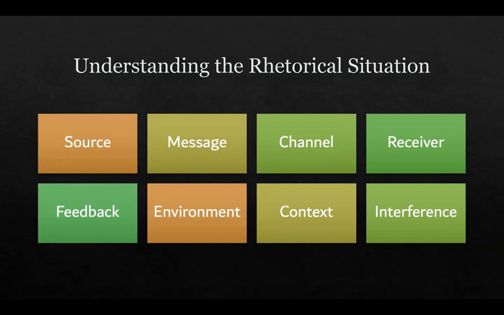What cultural background are they from? What are their histories and things like that? How might that affect your message? And then interference. We know that all too well these days in the 21st century.